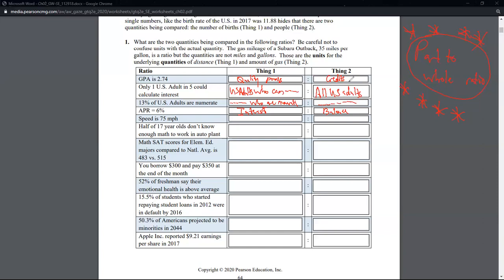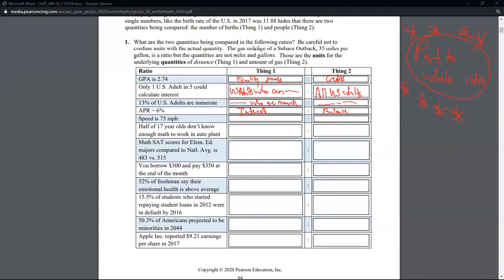Speed is 75 miles per hour. Miles per hour. The word per means fraction. So something that comes after per goes in the bottom. If I say something 3 times, you should probably write it. So that's miles over hours.